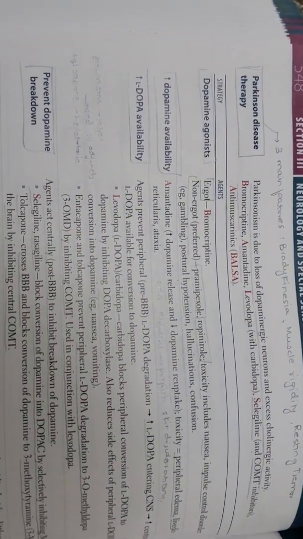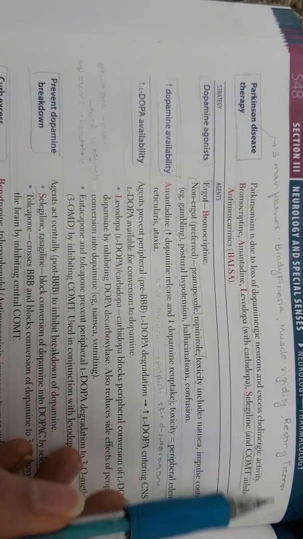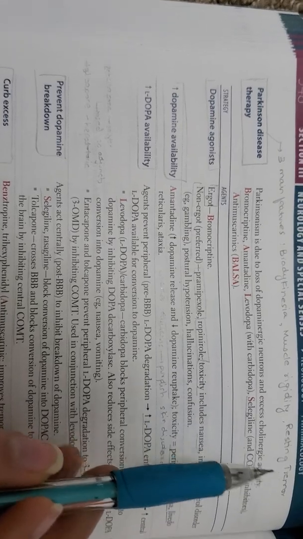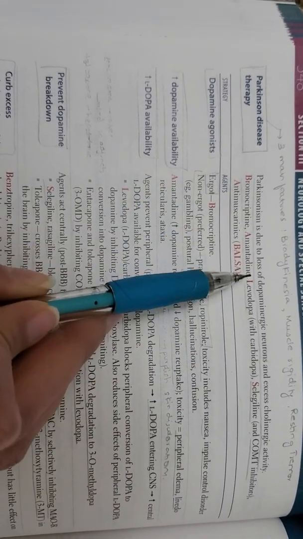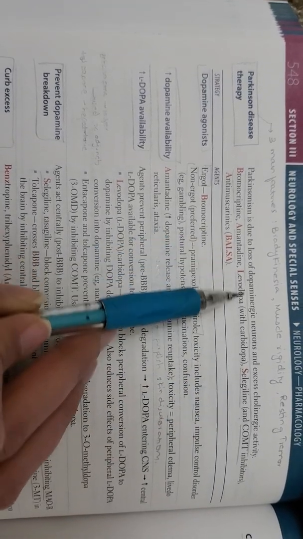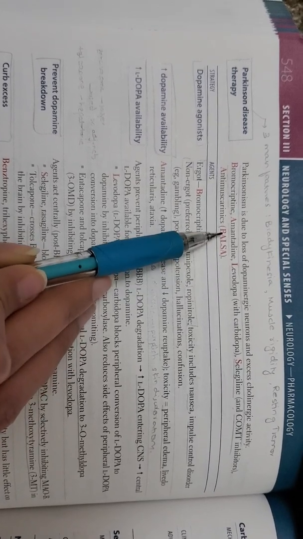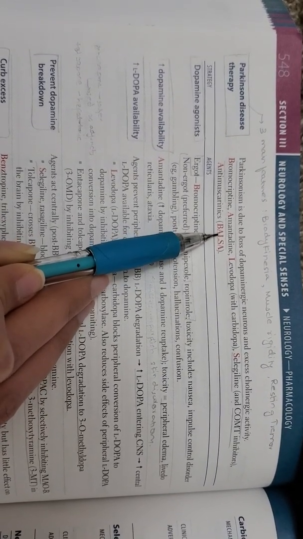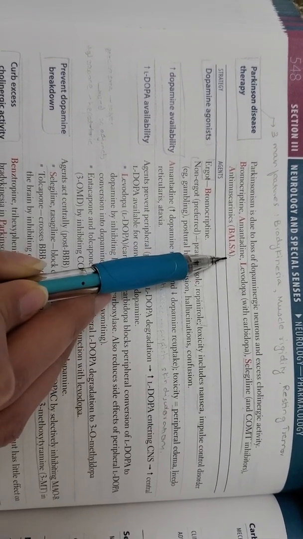Now, Parkinson's disease is due to the loss of dopaminergic neurons and excessive cholinergic activity. It works through the nigrostriatal pathway. The main drugs that we need to know in Parkinson's are bromocriptine, amantadine, levodopa, selegiline, and antimuscarinics. The mnemonic for this is BALSA: bromocriptine, amantadine, levodopa, selegiline, and antimuscarinic drugs.